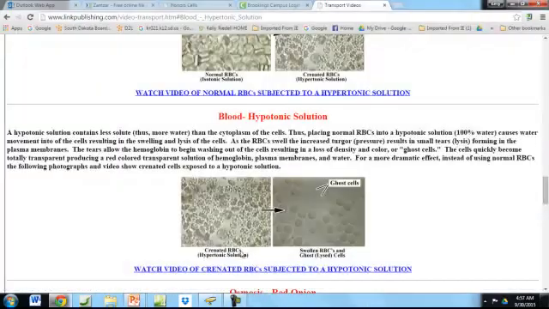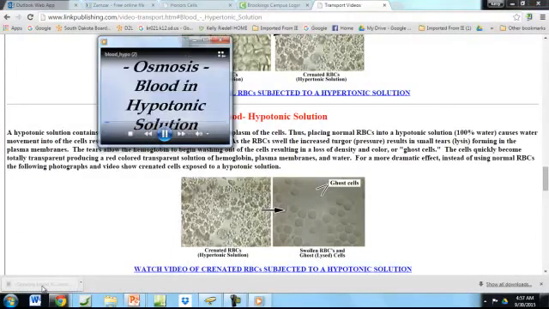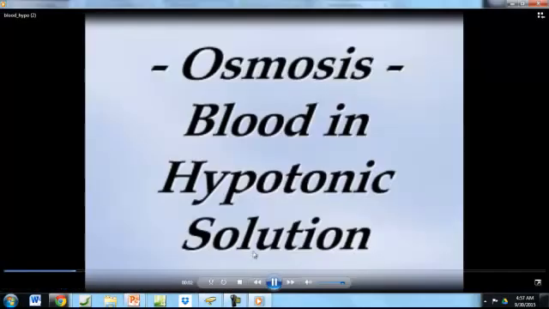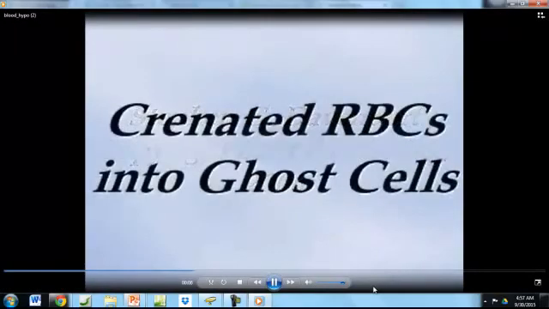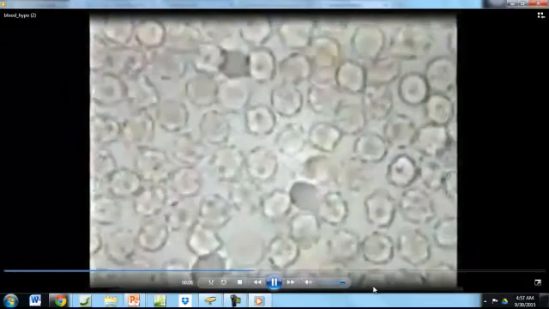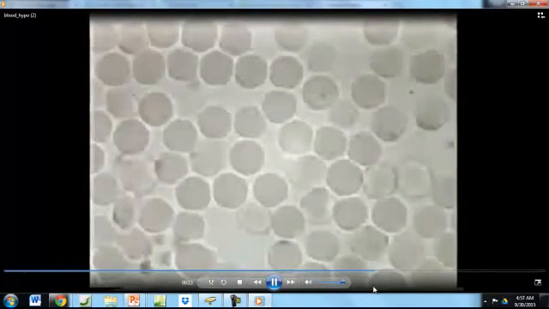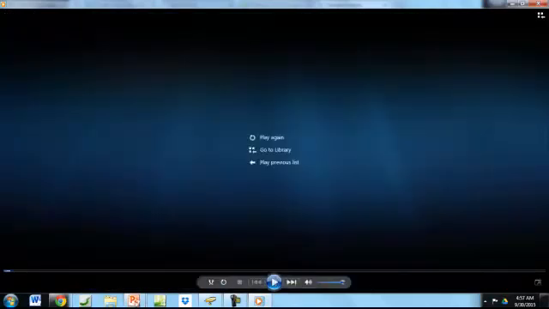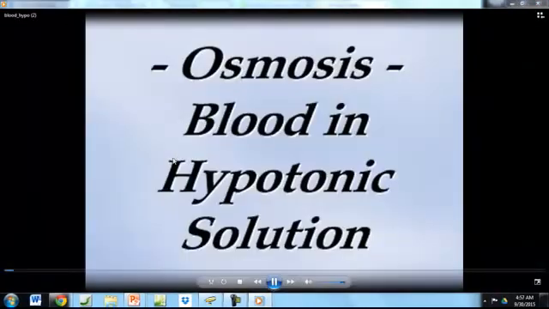How about if I put my cell in a hypotonic situation? Fewer molecules outside than in. And remember, that means water is going to enter my cell. I'm going to take those little shriveled up cells and add distilled water to them, and now they start to poof. They get bigger, bigger, bigger. Notice how big and round they are. And they actually start to pop. These ghost cells that you're seeing are the remains, the leftover cell membranes that are left behind after the cell has popped. Let's watch that again.